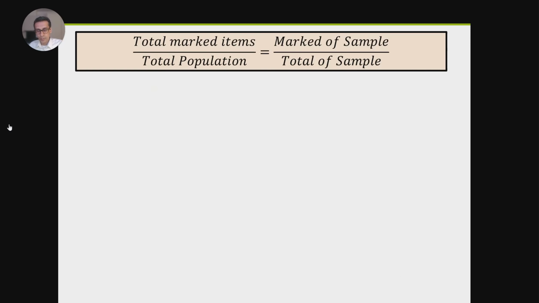Now, I don't like presenting this topic as a formula because it's just something that you can intuitively work out. But just for completeness' sake, I will put this up here. Essentially, what you're going to be doing is the total marked items over the total population. Usually in the question, this is your unknown, the total population, so that's what you're trying to work out. So that's usually n over the second sample, which is marked out of the total sample.